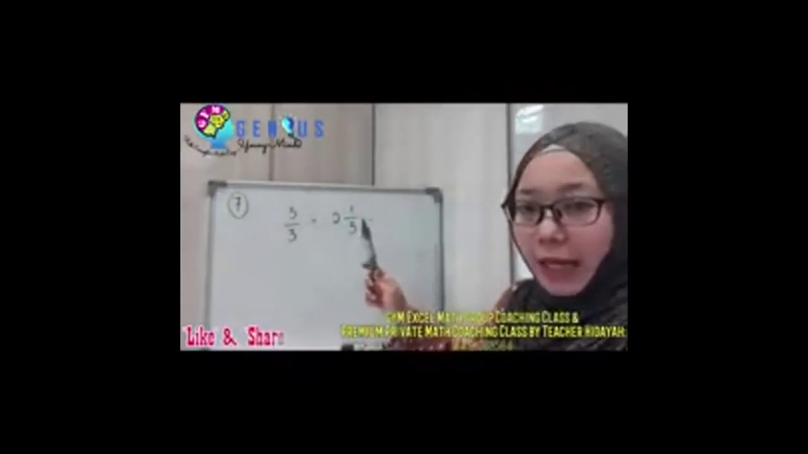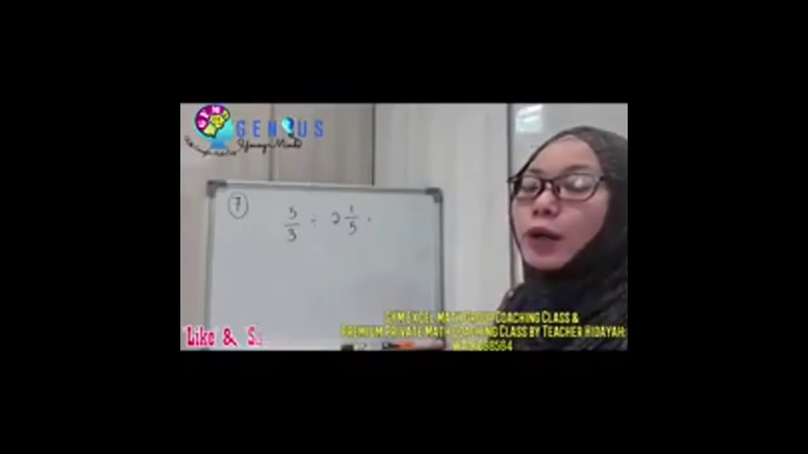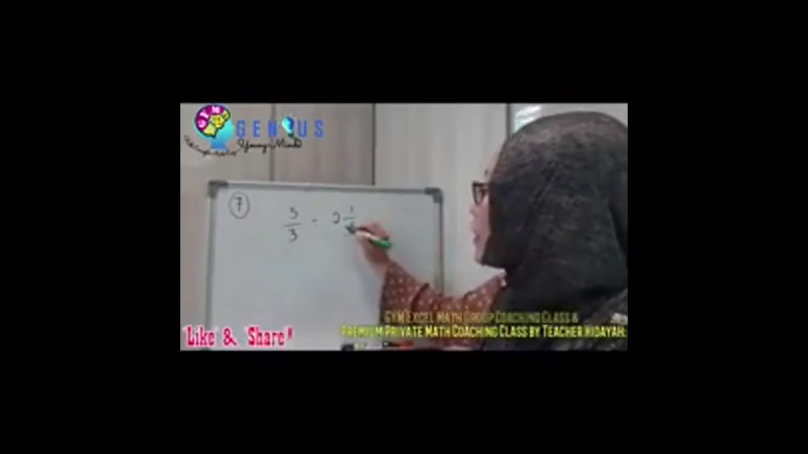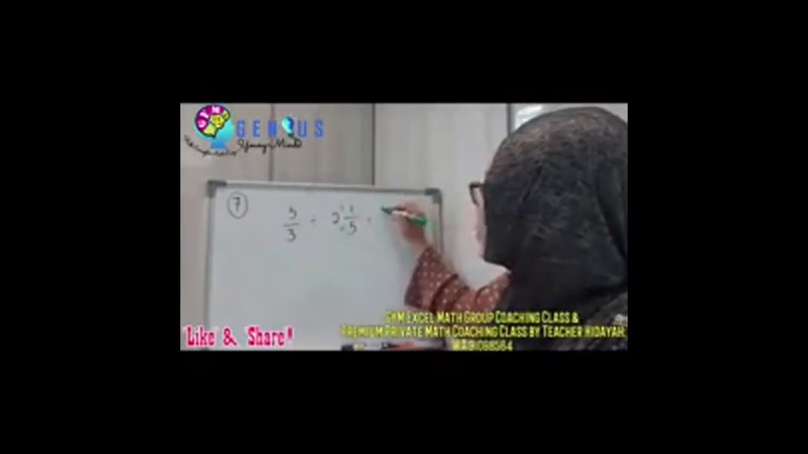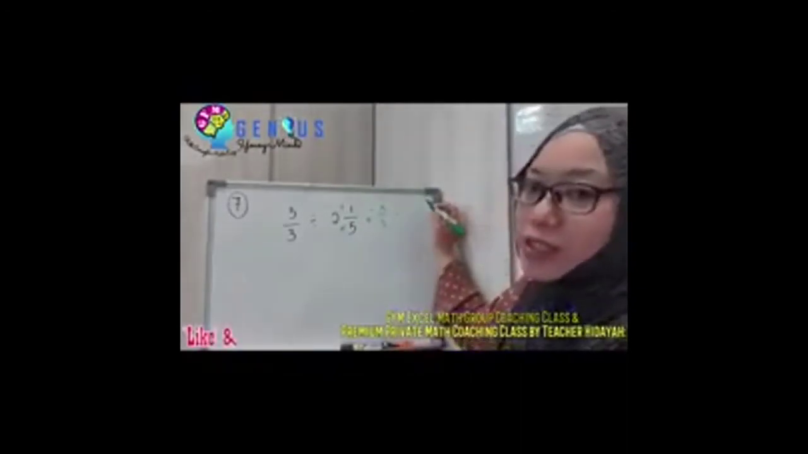Here's tip number 7 for fractions. So if you have an improper fraction divided by a mixed number, same, change the mixed number to be improper fraction first before applying the division of fraction method. So 2 and 1/5 change to improper, 5 times 2 plus 1. So it will be 5 over 3 divided by 5 times 2 is 10, 10 plus 1 is 11 over 5. Then we apply the method of division of fraction, which is KCF. We keep this, we change this, and we flip this. So we keep 5 over 3, we change the sign, and we flip 5 over 11, like that.